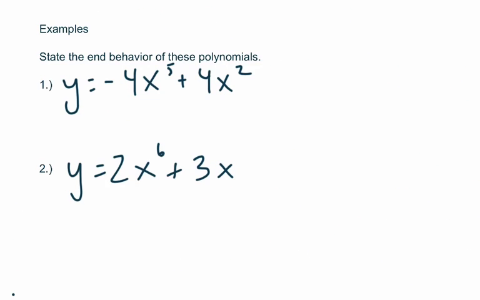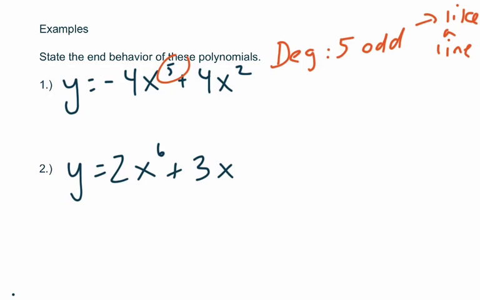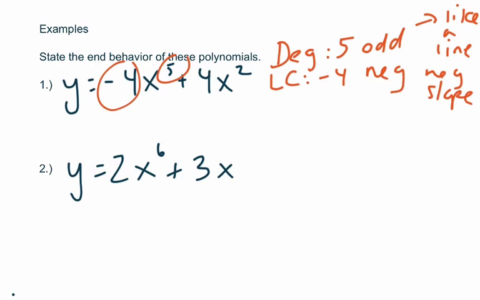Now it comes to how do you reason it out? Well, that goes back to our last lesson on what are degree and leading coefficient. So when you're asked to determine the end behavior, you have to look at the degree. In this first one, the degree is 5. And what's important about that is it's odd, which means it's going to be like a line. So whatever this does, it's going to behave similarly to a line. The leading coefficient is -4, and what's important about that is that it's negative, and so that's like having a negative slope on your line.